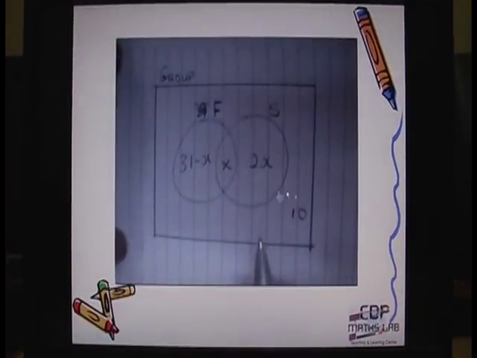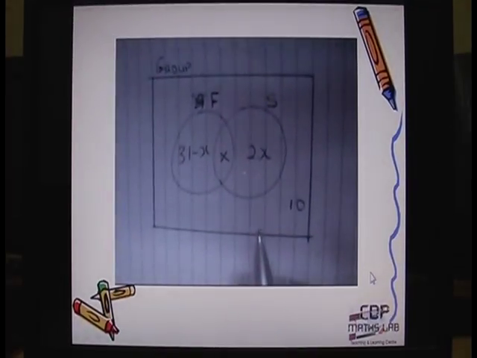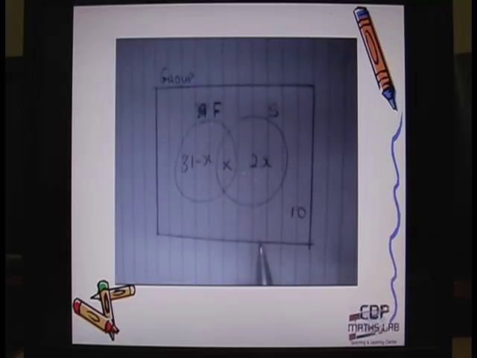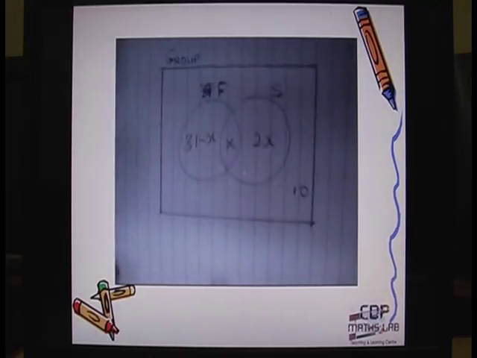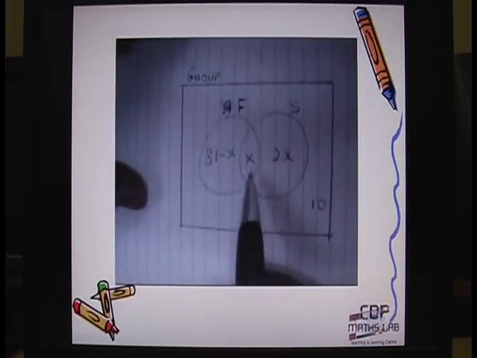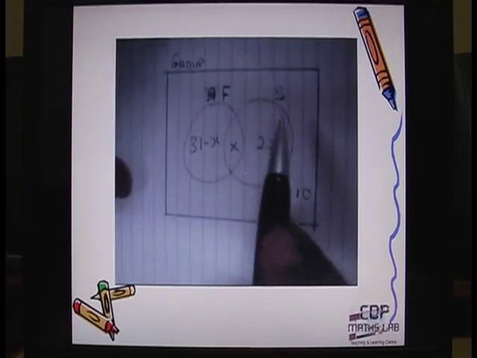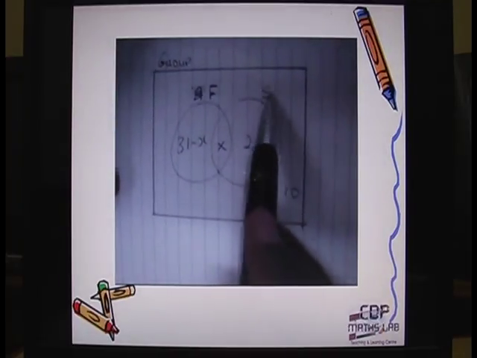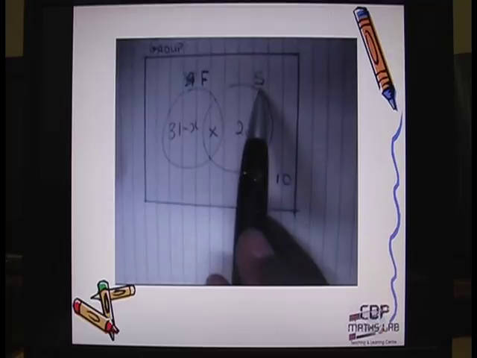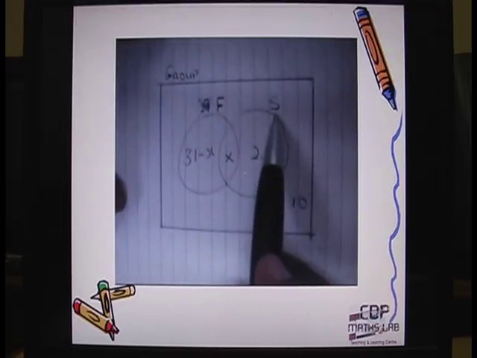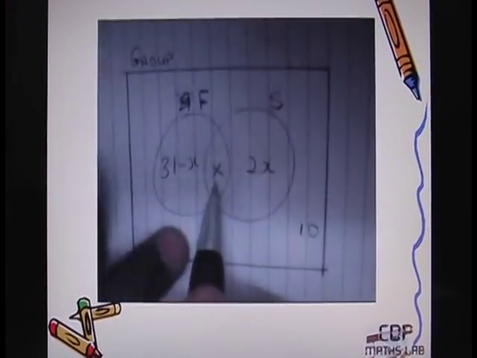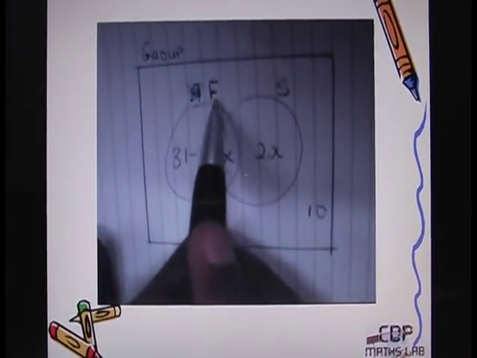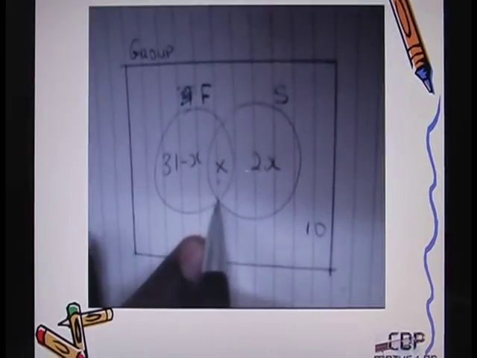Now that we have drawn the Venn diagram to illustrate the information that we're given, we are now asked to calculate the number of students who passed Spanish. First we have to identify the information that will tell us the number of students who pass Spanish. Now, S right here represents the set of students who pass what? Spanish. Now, note X is in the region where F and S intersect.